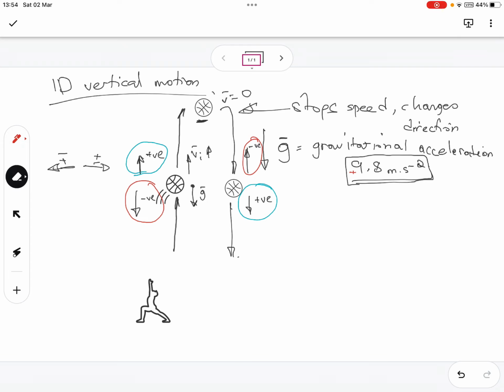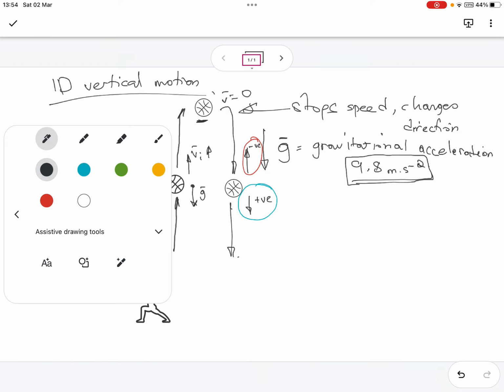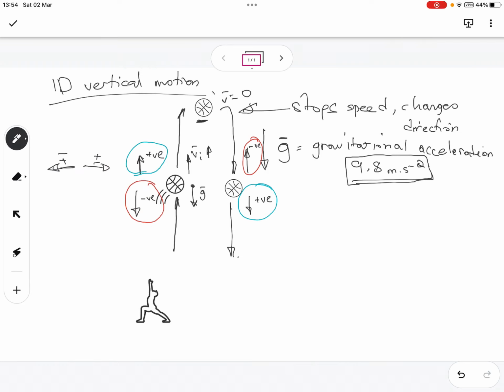So if you, for example, choose downward as positive, then your acceleration due to gravity would be positive. And if you start with the convention that upwards is positive, then your acceleration due to gravity is negative.